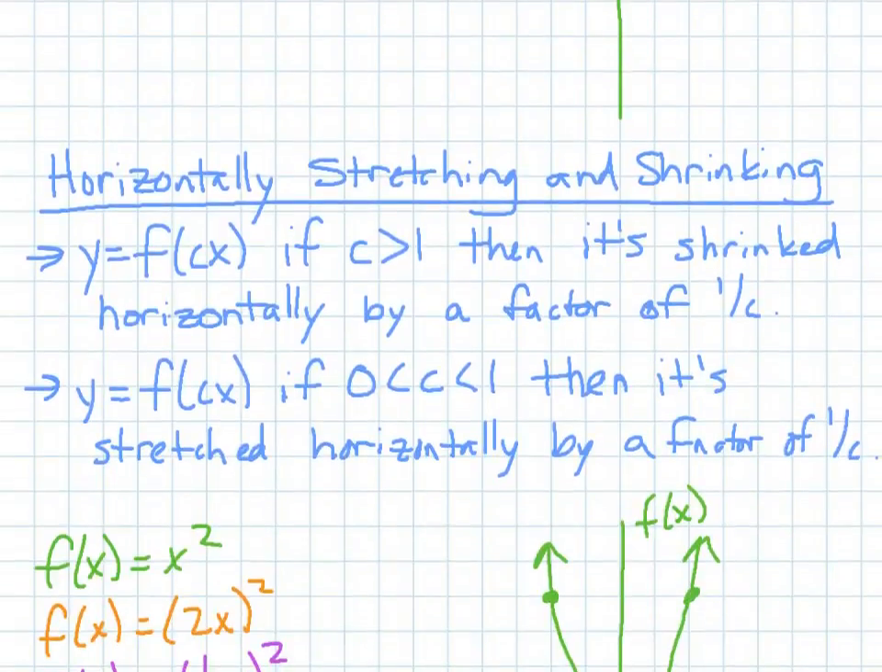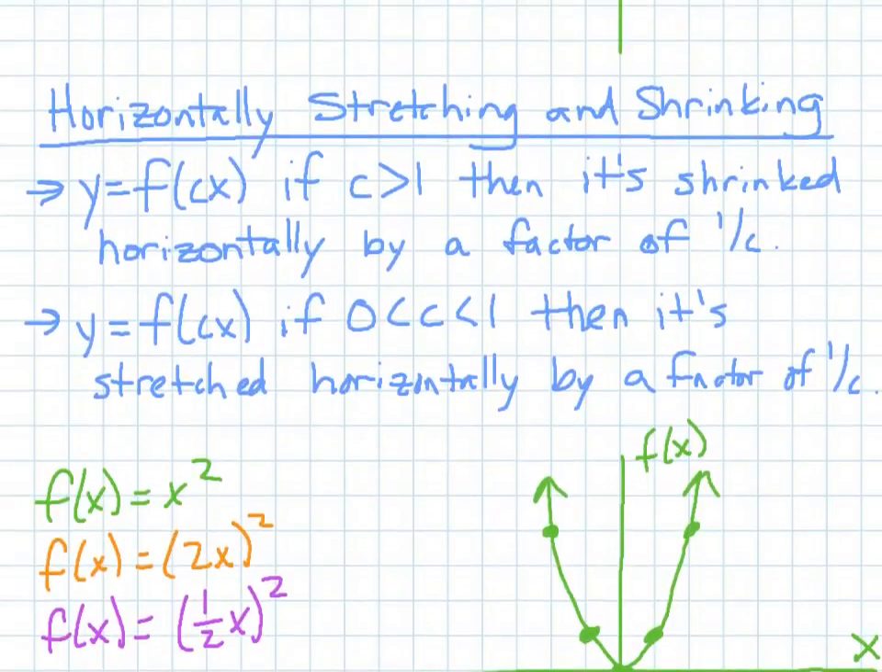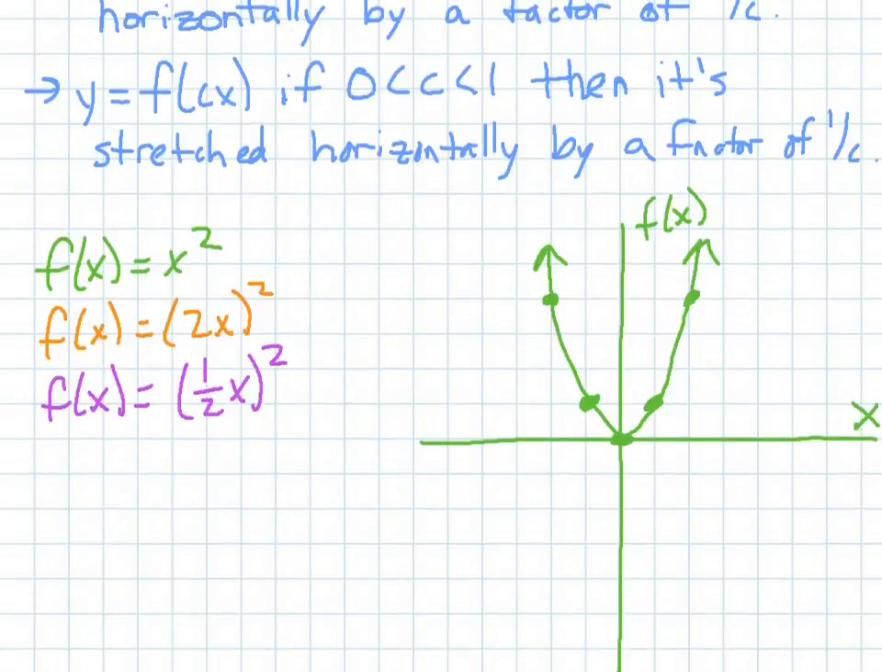So horizontally stretching and shrinking is just doing the same multiplying, but inside the function. So if c is greater than 1, it shrinks it horizontally by a factor of 1 over c, so it's like half, okay, or some other number depending on what c is. If you are in between 0 and 1, then that means that it's stretching it horizontally by a factor of 1 over c. So if I have x squared here, and I put a 2 inside the function instead of outside the function, then that actually becomes 4x squared.